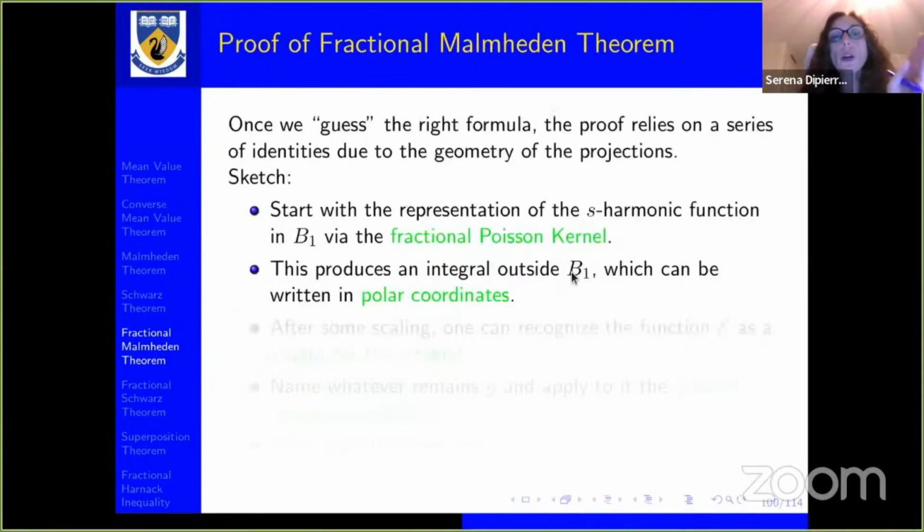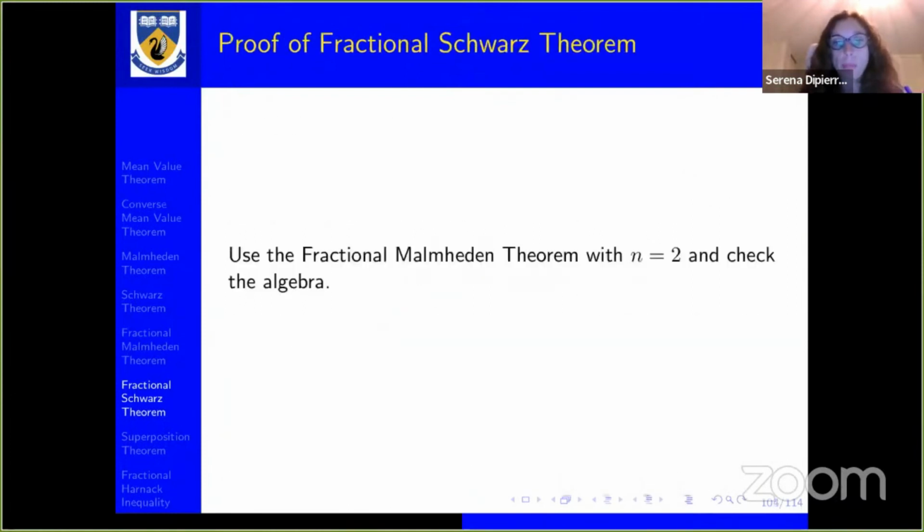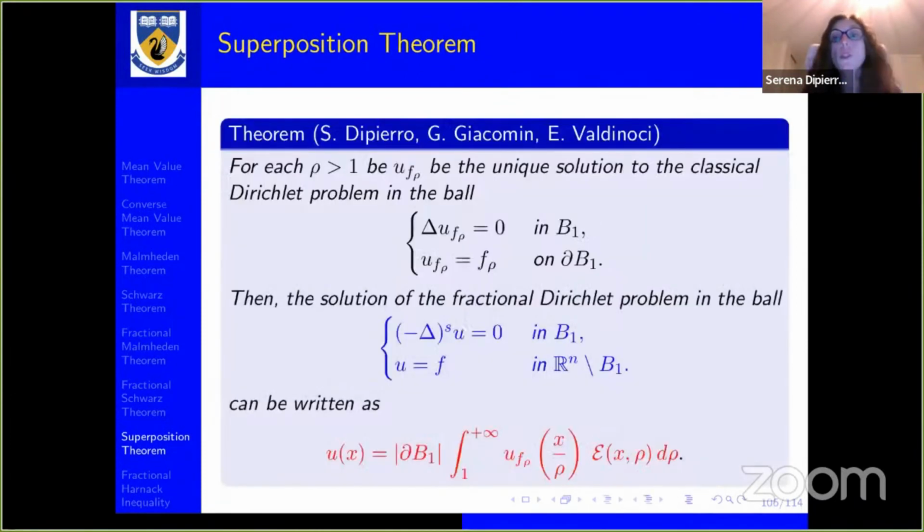Once you have the Malmheden theorem and the fractional Malmheden theorem, you have this result. So this is straightforward. This is essentially the proof. So U can be written as a constant, which is now the measure of the boundary of B1, times the integral, just now in rho, of harmonic functions. So it's a superposition of harmonic functions weighted by the same kernel.